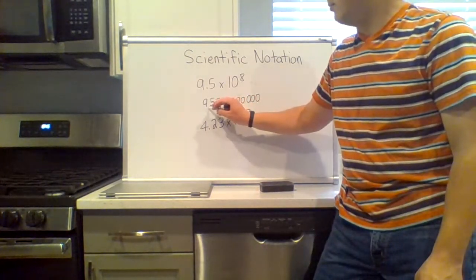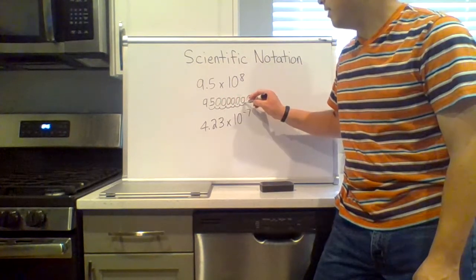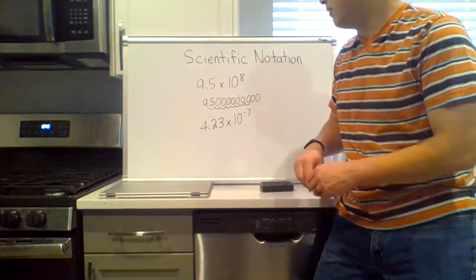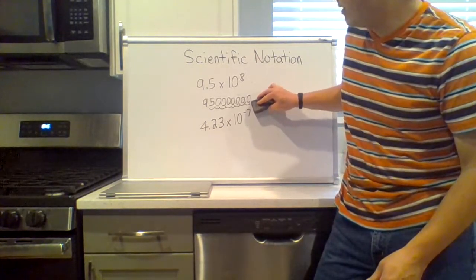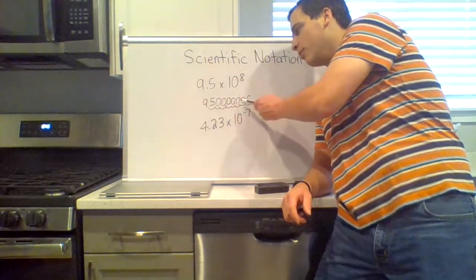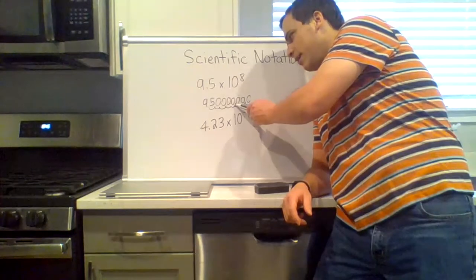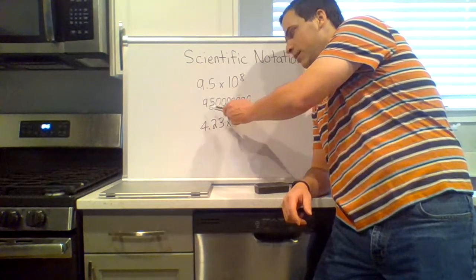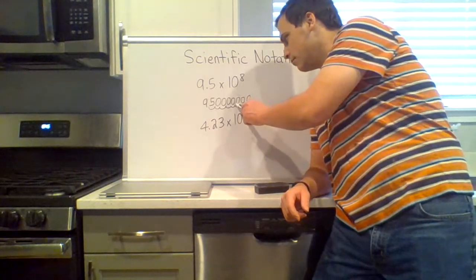So you would have gone 1, 2, 3, 4, 5, 6, 7, 8. Ooh, I went too far, didn't I? Okay. Good thing I checked that. Okay, so 9.5 times 10 to the 8 is also equivalent to, what is this? 950 million.